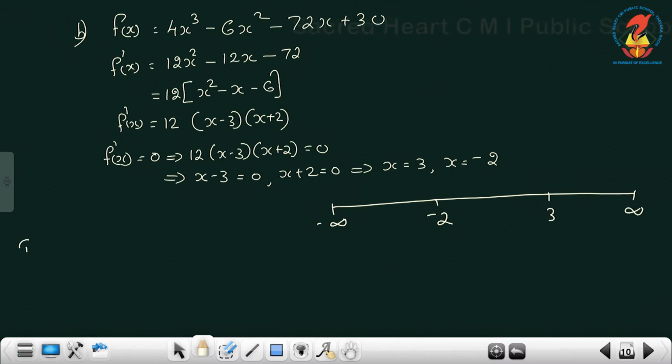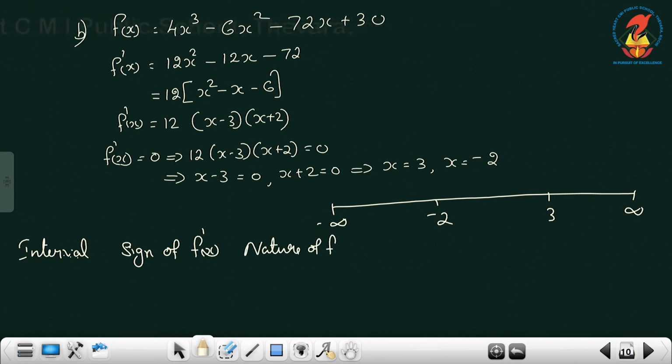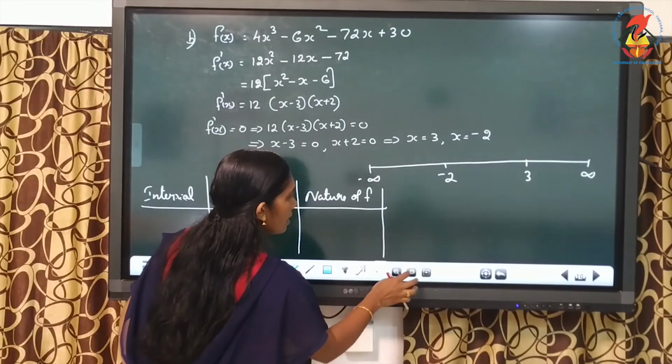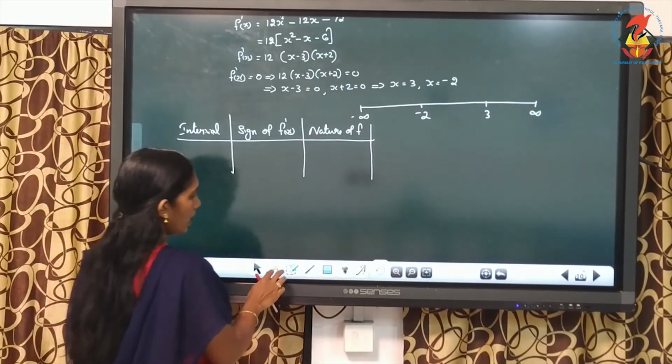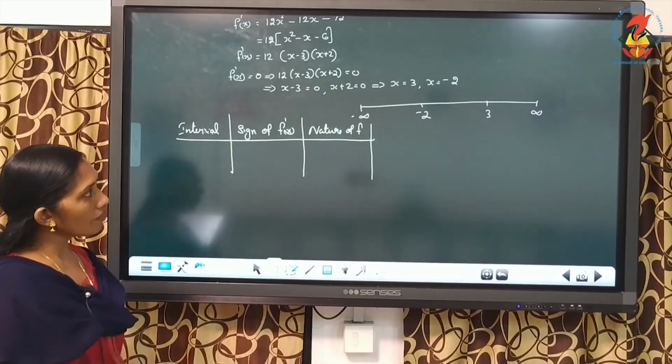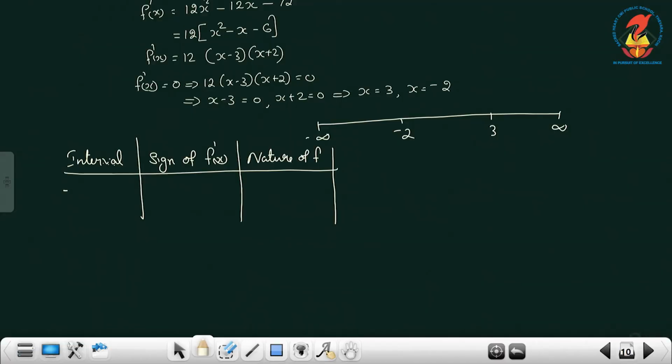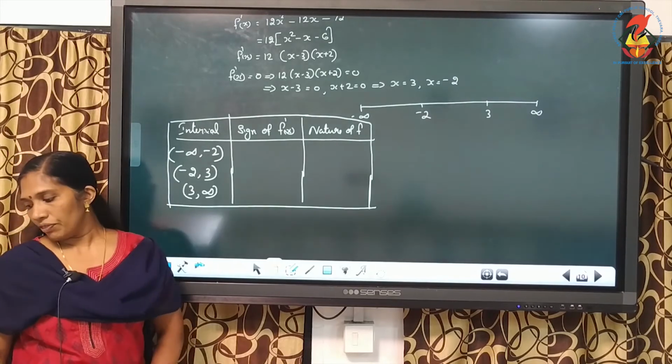Now you have to draw the table: interval, sign of f dash x, and next is nature of f column. How many intervals are there? When we have 2 points, we have 3 intervals. That is minus infinity to minus 2, that is one interval. Minus 2 to 3 is the other interval. Then 3 to infinity.